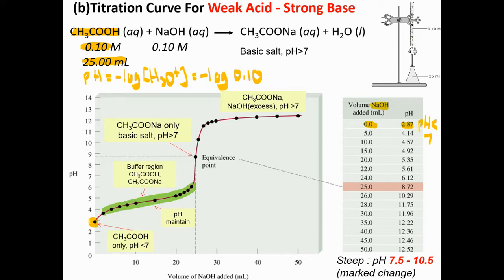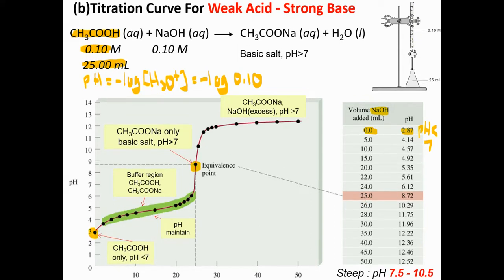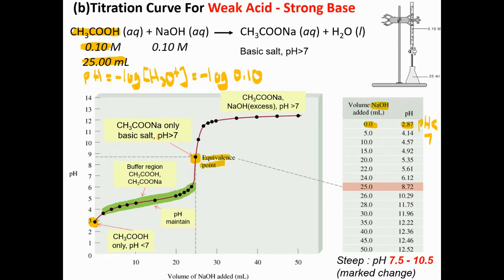After that, remember the second point will be at equivalence. The equivalence point must be more than 7 because it is a basic salt. Now, what is the difference between the strong acid and strong base titration curve? First of all, the pH is more than 7 for weak acid and strong base. Another one, it contains a buffer region.